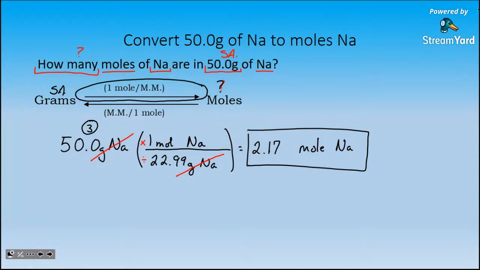This should make sense on just a logical level, because if it takes approximately 23 grams of sodium for 1 mole, and I have 50 grams of sodium, then I should expect an answer that's going to be greater than 1. And that's what I get. And if I double 23, then I'm looking at 46. Well, if I start with 50 grams, and it would take 46 grams to get me 2 moles, then it means I should have an answer slightly more than 2. And indeed, we get that 2.17. So our answer makes logical sense as well.